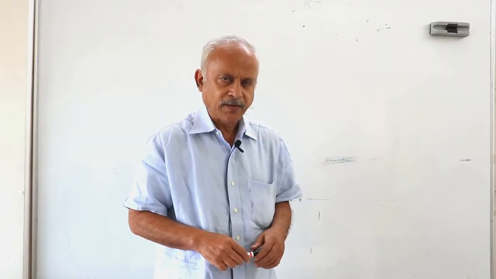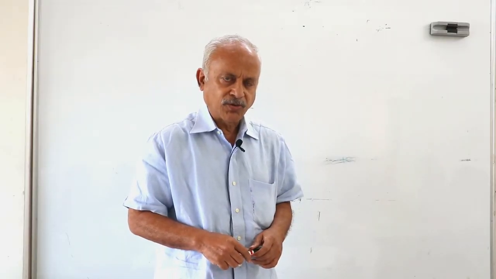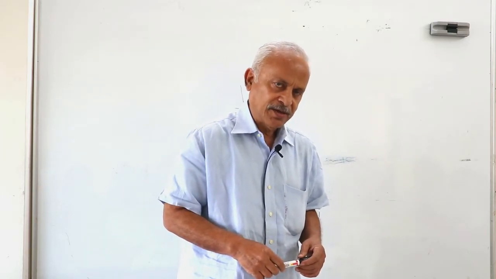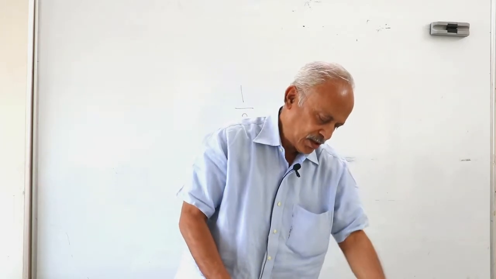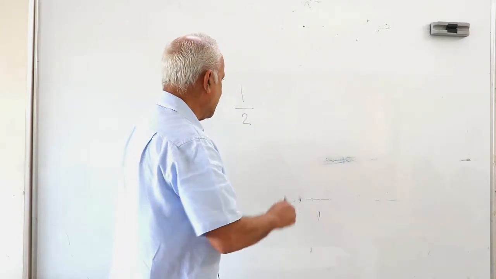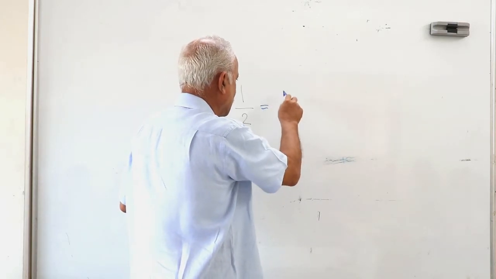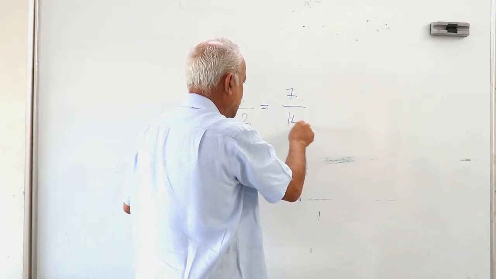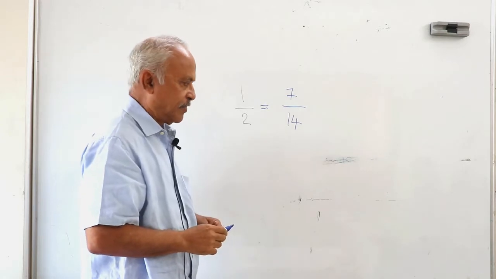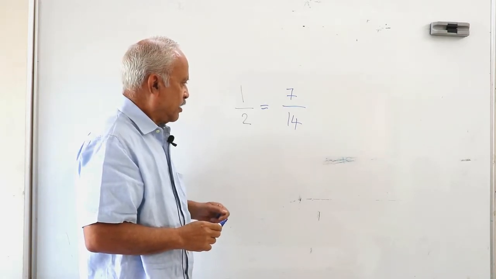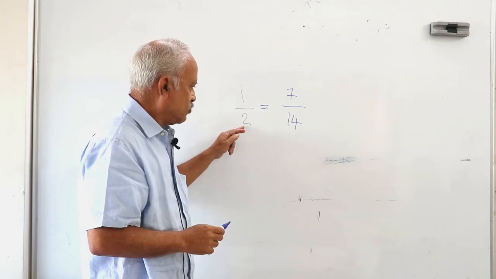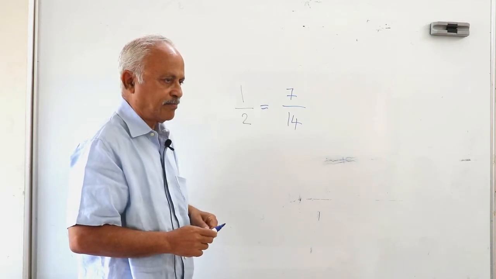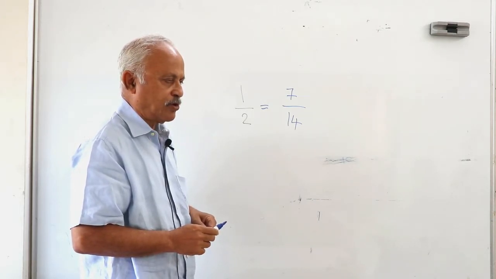Right. So both Gyanjyoti and Nandita have written a number of fractions which are equivalent to 1 by 2. Now let me take one of those fractions which Gyanjyoti has written. She has said that this is equal to 7 by 14. How did you go from 2 to 14 and from 1 to 7? What did you do?